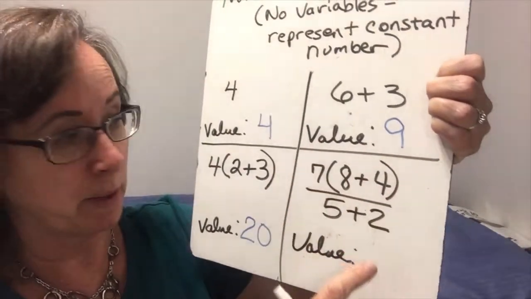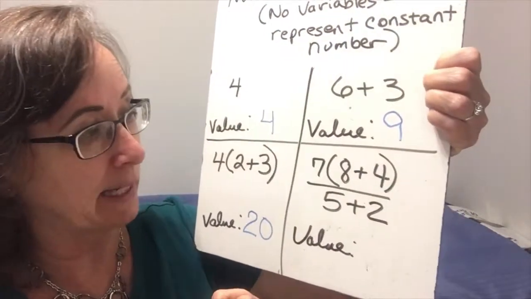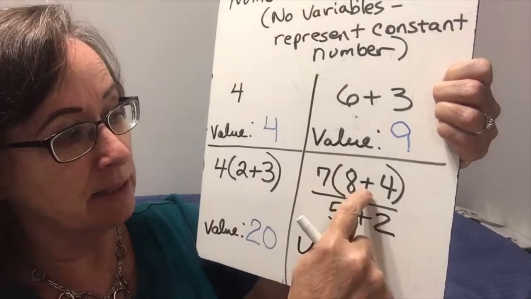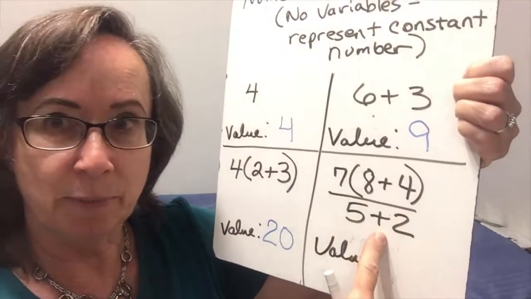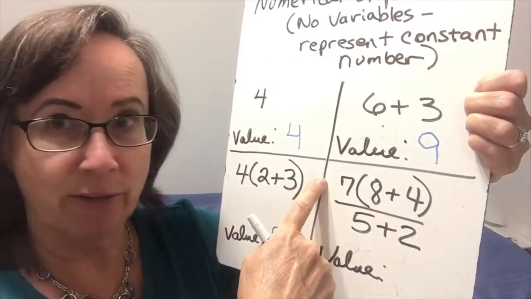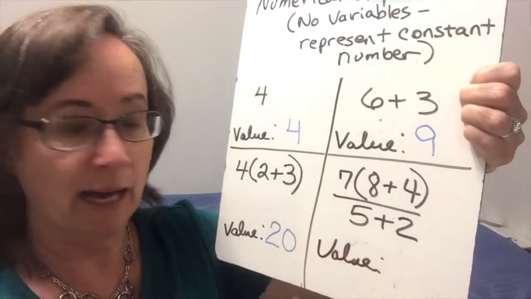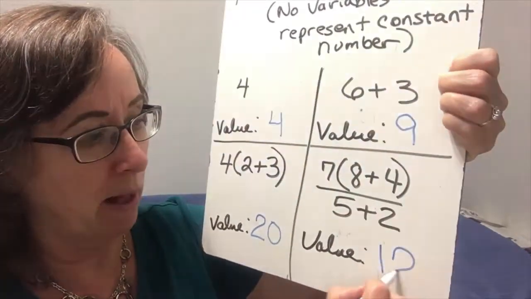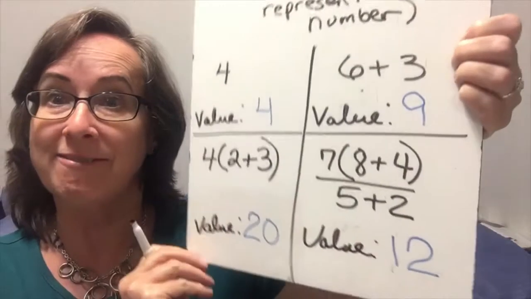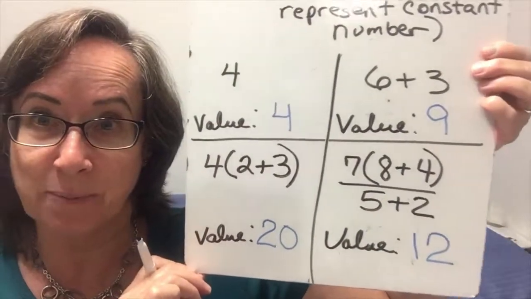And this is a numerical expression, a little bit more complicated, but this is 7 times 12 divided by 7 again. And since I have 7 on the top and a 7 on the bottom, I wind up with 12 as the value of that expression.